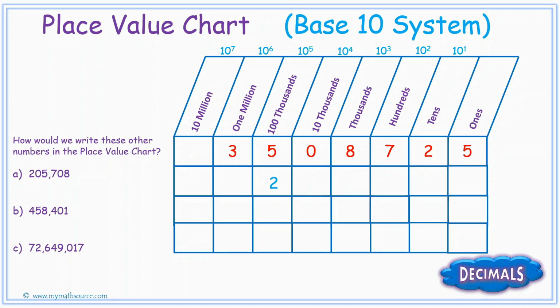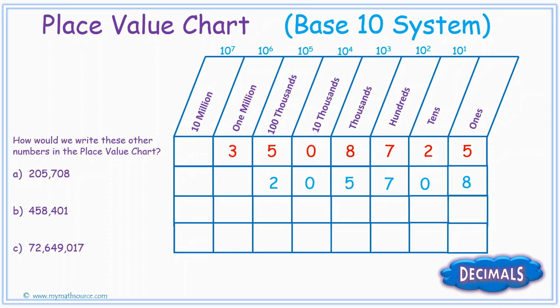Notice that the 2 is in the 100,000th place, 0 is in the 10,000s, and 5 is in the thousands. So we say that all together simply as 205,000. 7 is in the hundreds place, 0 is in the tens, and 8 in the ones. So that number is simply read 205,708. Once again, remember we will not use the word and.